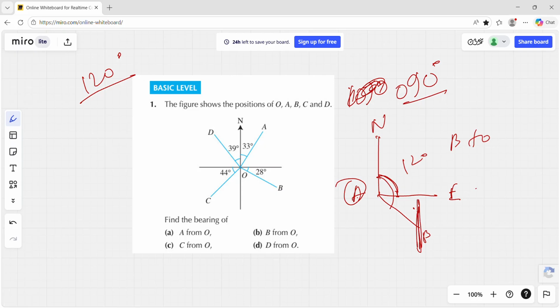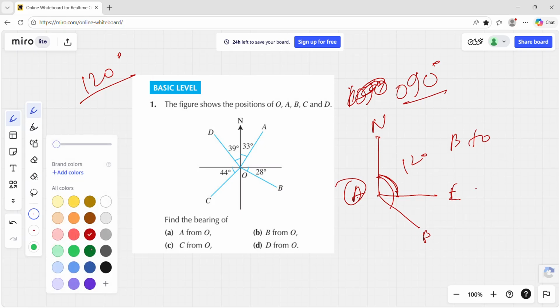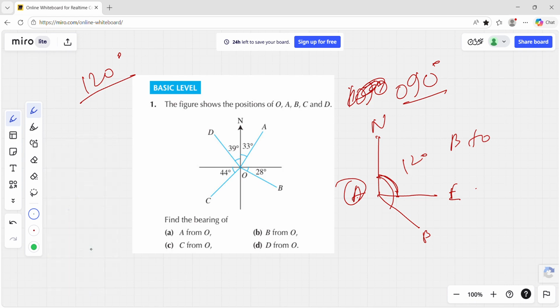If I use another pen, that would be a passive one. Green would be better. Okay, so if you start from here, you have to give the north direction, and then you have to start from here. So from here to here, you have to count this.